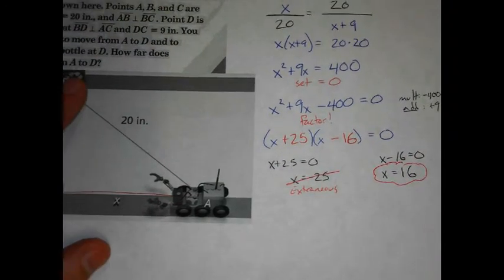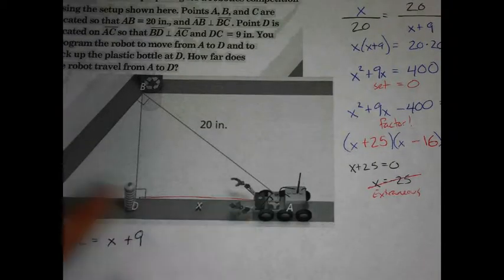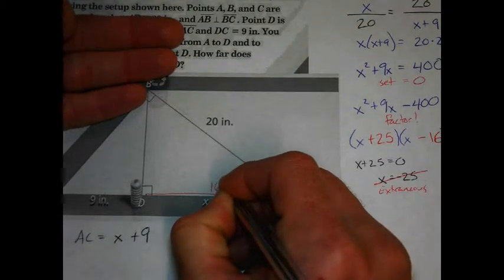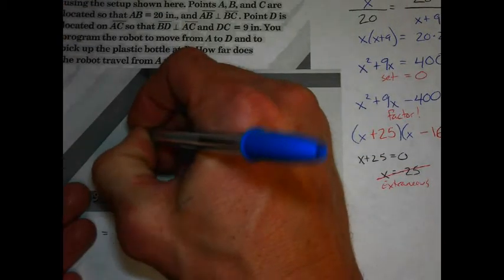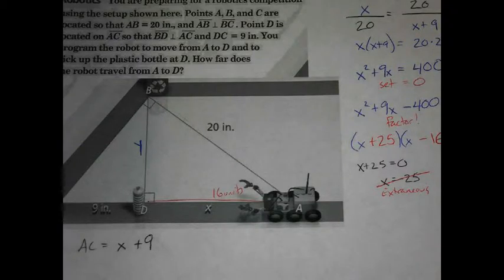So how far does the robot travel from A to D? 16 units. Okay, so that's how that would work. Now, for another example, what if we wanted to find this value y here, from B to D? We could even find the distance from B to C. We can find all of these distances, but let's find y.